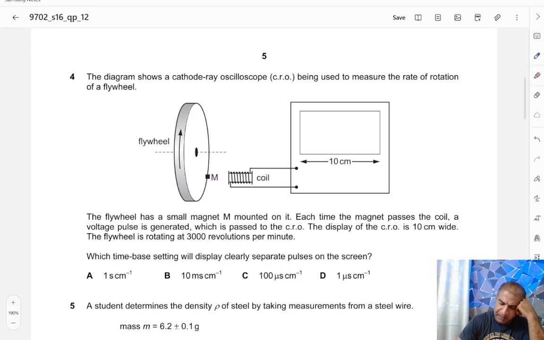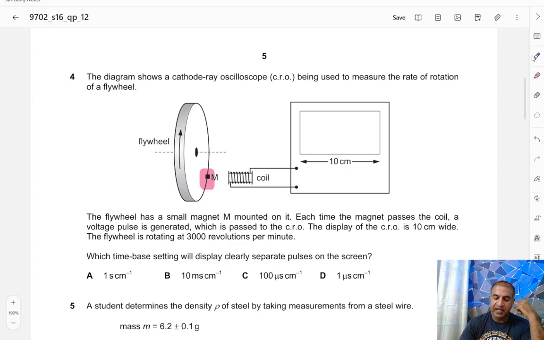I'm just going to mark this as the magnet. The flywheel has a small magnet, which is mentioned here. Each time the magnet passes a coil, a voltage pulse is generated. If I'm going to give you some insight into this idea, this magnet is moving, it is crossing the coil, so the magnetic field lines of this magnet will actually cut the coil. From your O-level course, you know this is going to induce a voltage inside the coil, and that would generate a pulse due to Faraday's law.